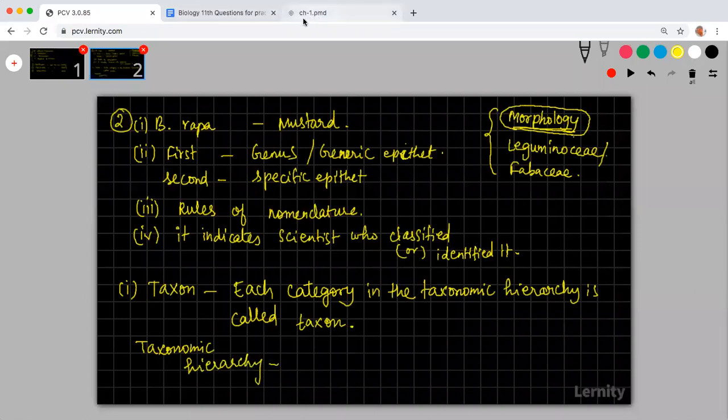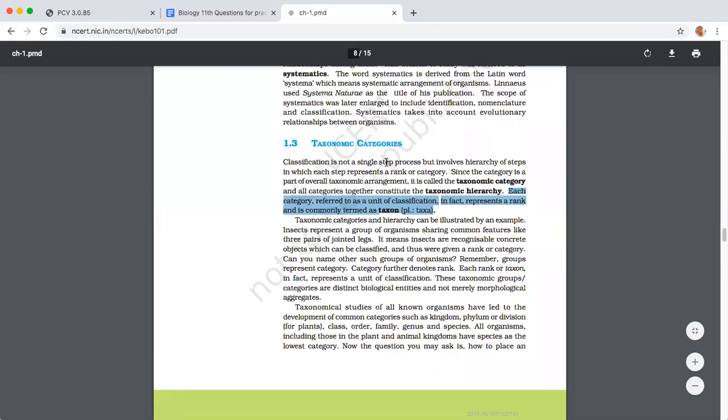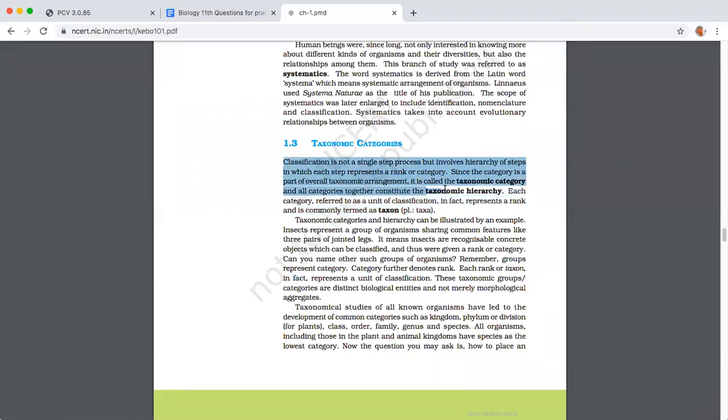If you're talking about taxonomic hierarchy, you can use this thing. You write this part. So what is it trying to tell? Read this and you have to skim and scan and write it. Classification is not a single step process but involves hierarchy of steps in which each step represents a category, a rank or a category. Since the category is part of overall taxonomic arrangement, it is called as taxonomic category. And all categories together constitute taxonomic hierarchy.